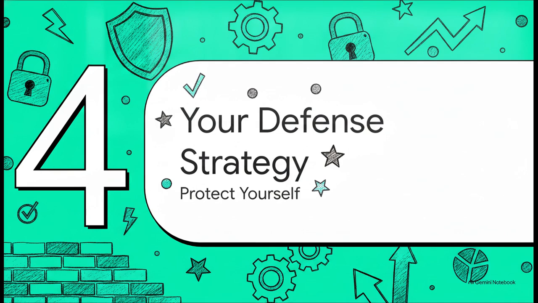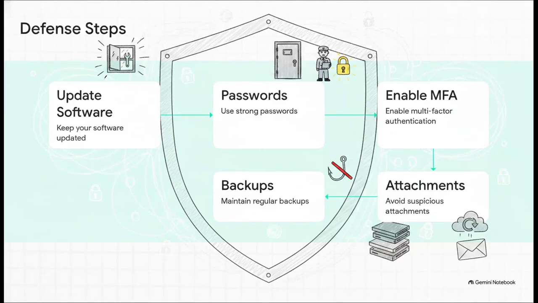Section 4, your defense strategy. Let's move to our defense checklist and see how this builds a complete, impenetrable shield around your digital life. Here is a rapid-fire, 5-step list to protect yourself. Step 1. Keep your software updated. This immediately closes those open windows of vulnerable software we talked about earlier. Step 2. Use strong passwords, effectively bolting your front door. Step 3. Enable multi-factor authentication.